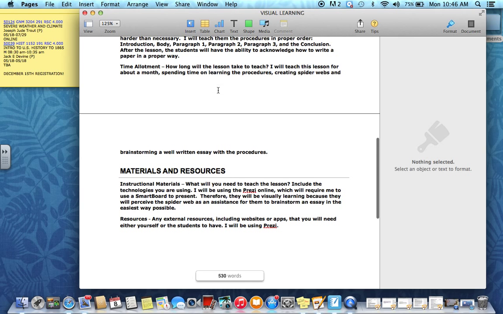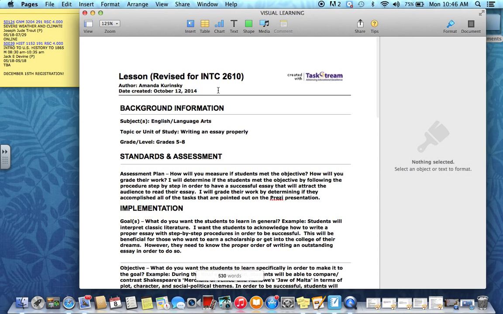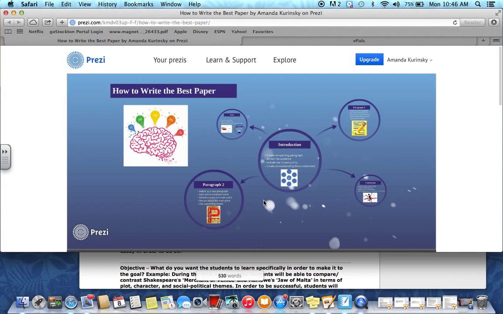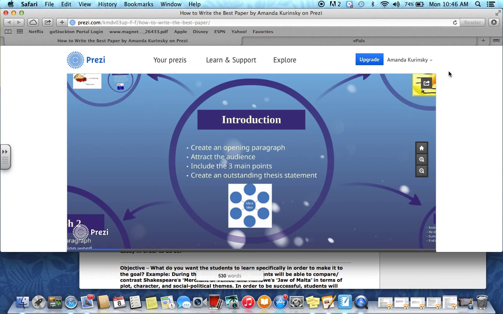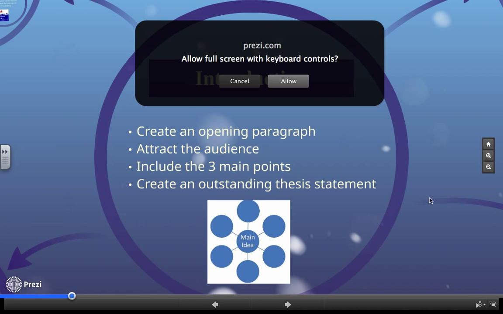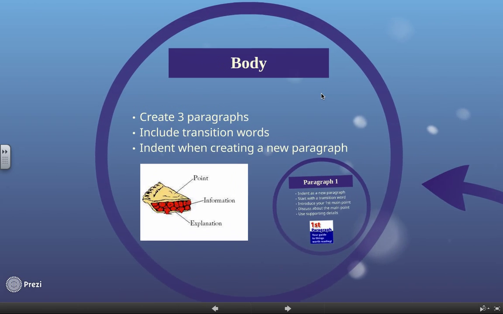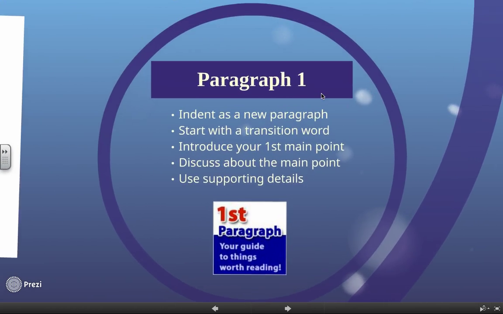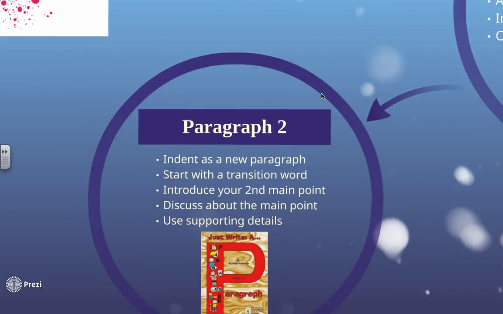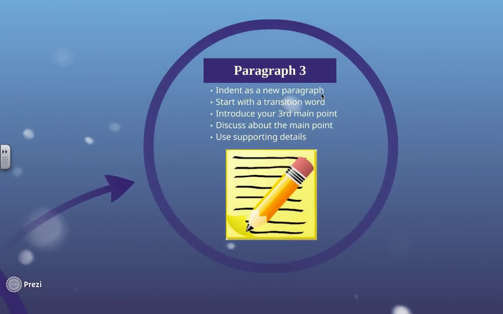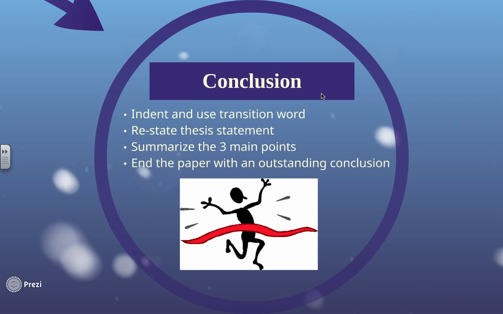For visual learning, I used Prezi in order to show the students visually how to write a paper. So I had the introduction, then I had the body, paragraph 1, paragraph 2, paragraph 3, and then the conclusion, in order to write a 5-paragraph paper.